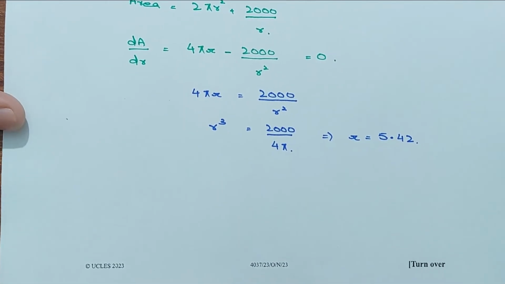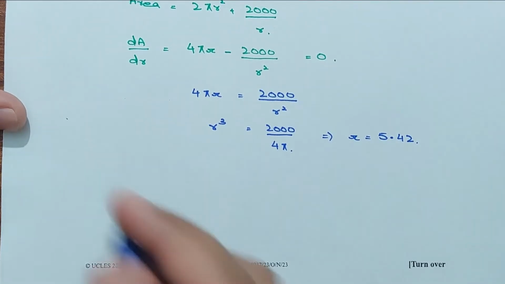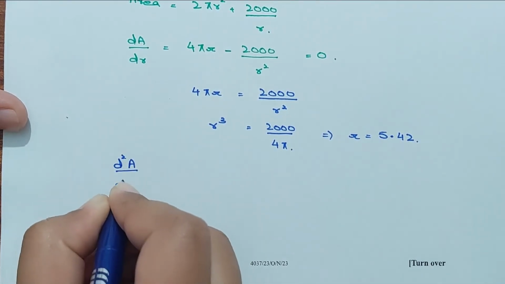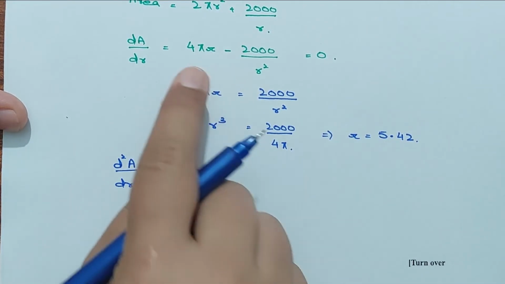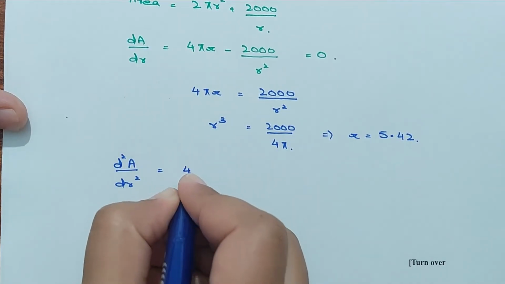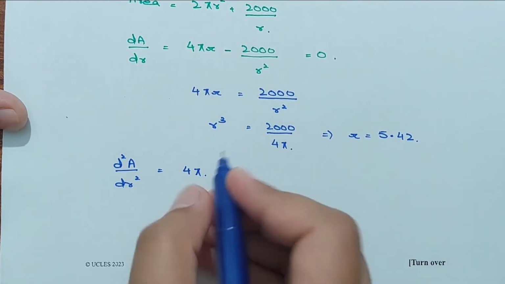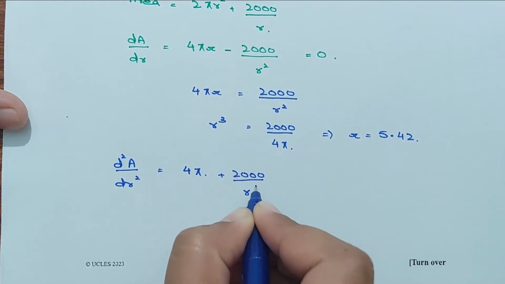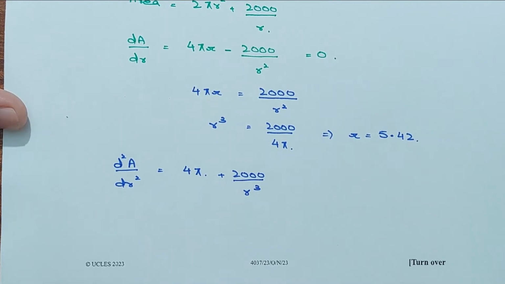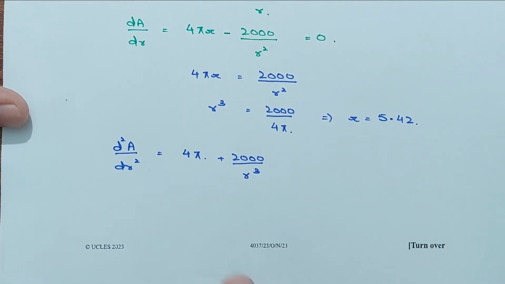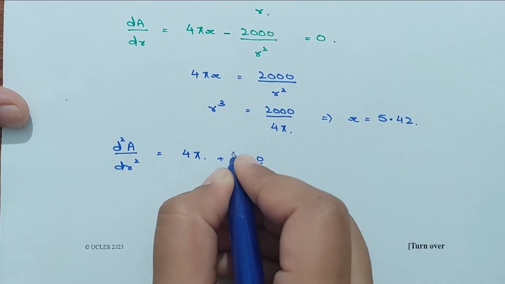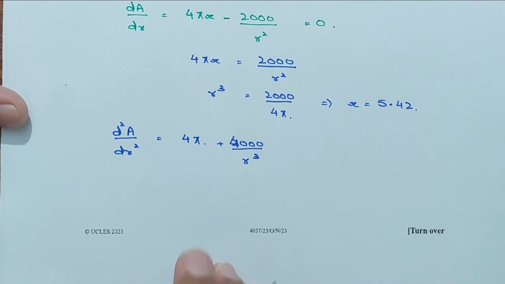By the second derivative test, we can show that when the second derivative is positive, it gives the minimum area. Now let me differentiate, d2A over dr square, the second derivative. So its second derivative is just 4 pi, right? And this is plus 2000 over r cube. This is the second derivative, right? Okay, so we have power 2 as well. So we have 2 times 2000 would be 4000, right?